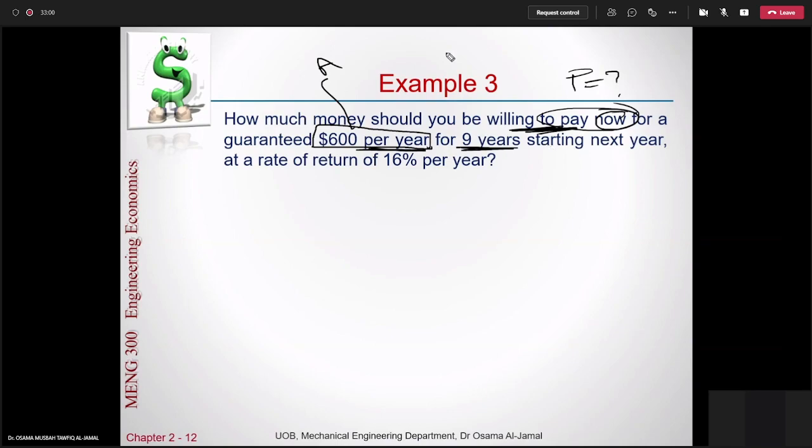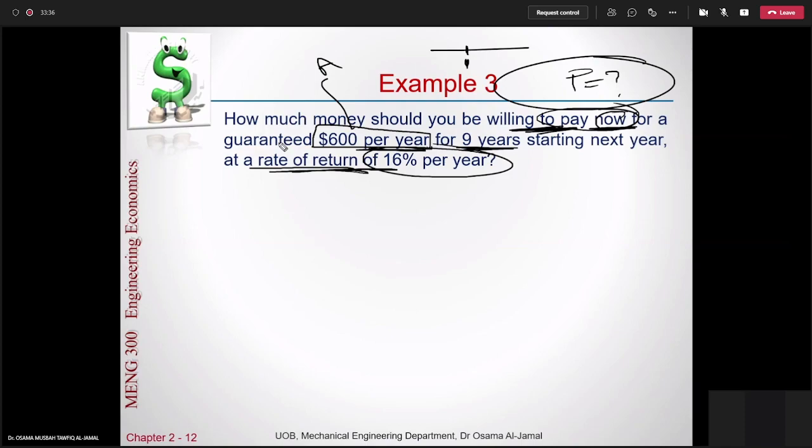When we said starting next year, i.e. at year 1, the first guaranteed amount you are going to receive is at year 1. For how long? 9 years. So year 1, 2, 3, up to 9. Year 0, it says here now. What is the interest rate? The rate of return of that investment will be 16% per year.